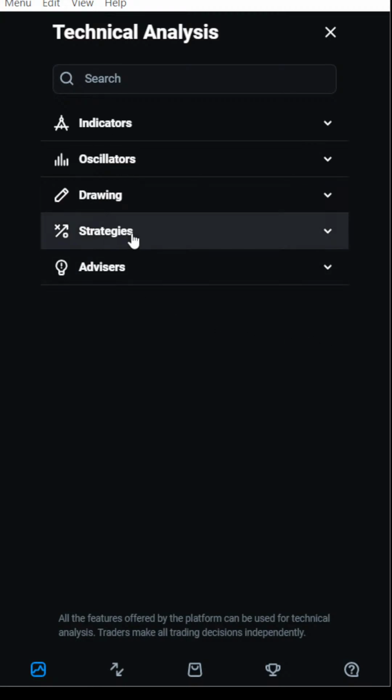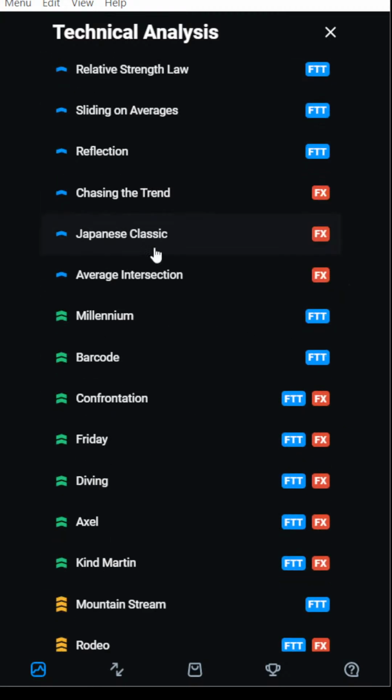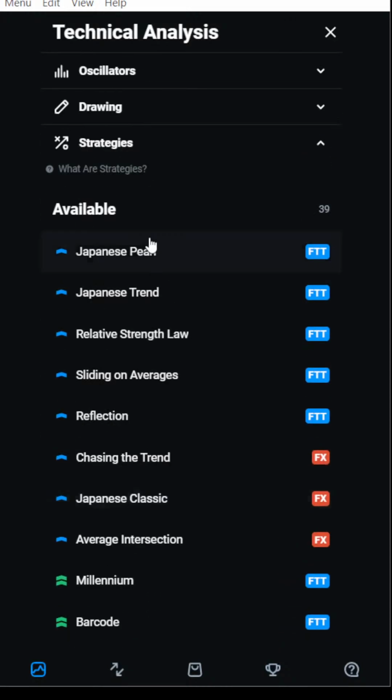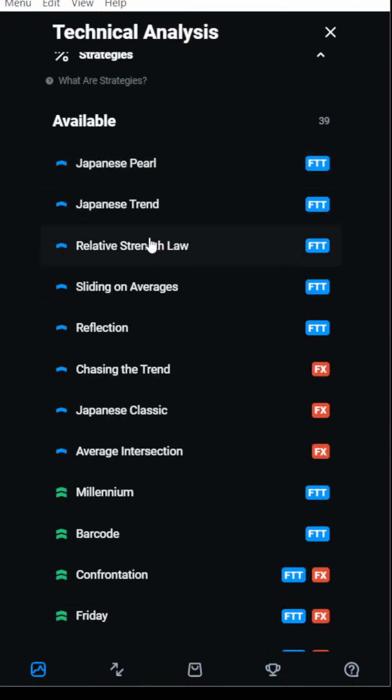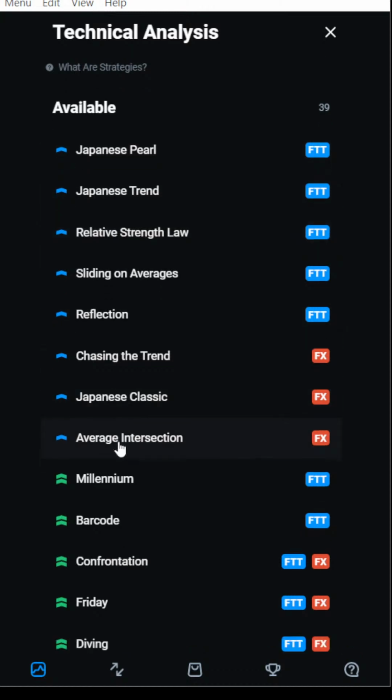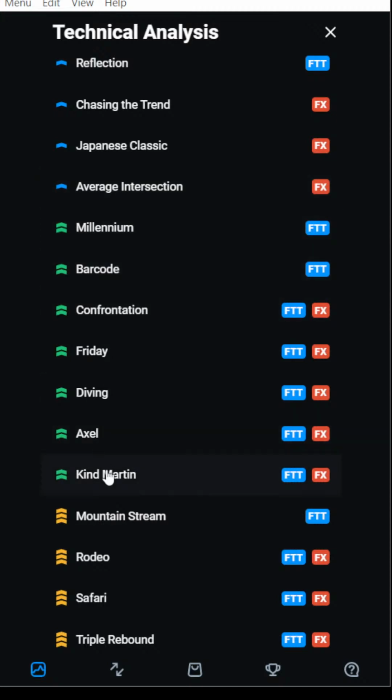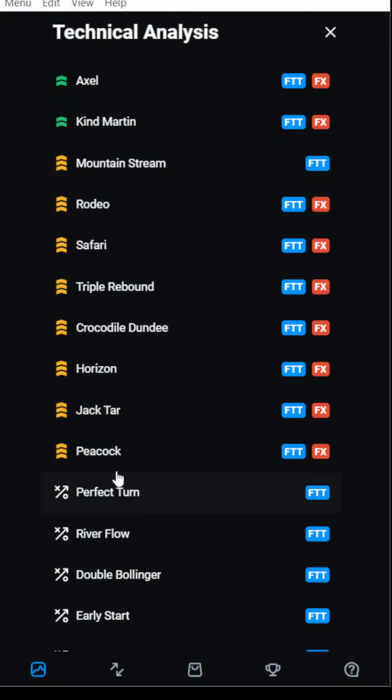Here we have the strategies option. We click here and you will see a number of strategies, depending on your status. Right now I am in expert status, so I have 23 strategies: 8 strategies belong to the starter status, 7 strategies belong to the advanced status, and 8 strategies with the blue badge belong to the expert status.